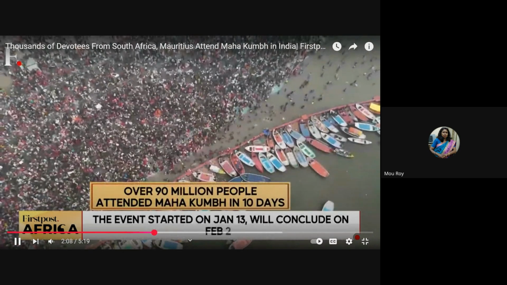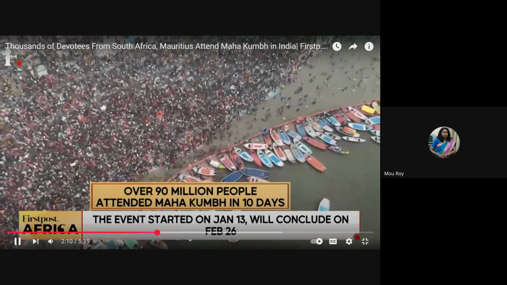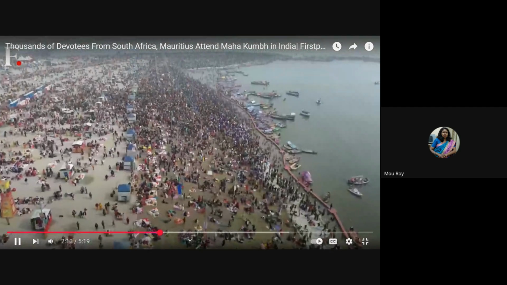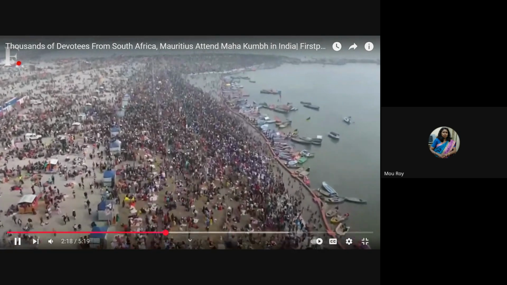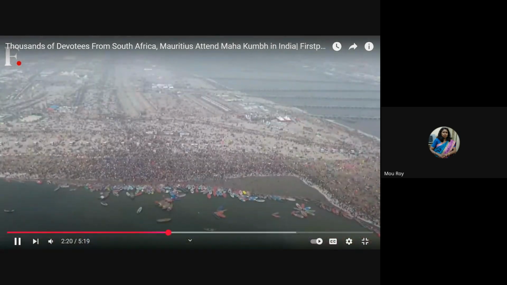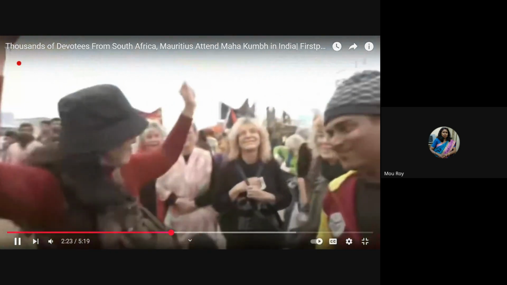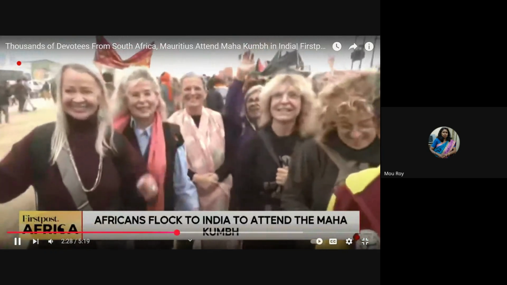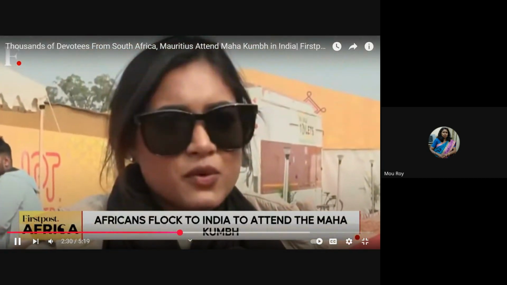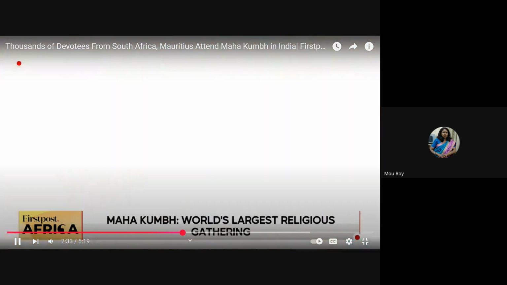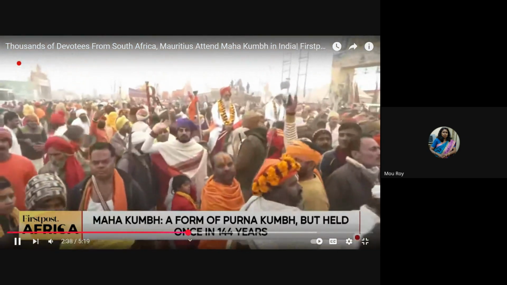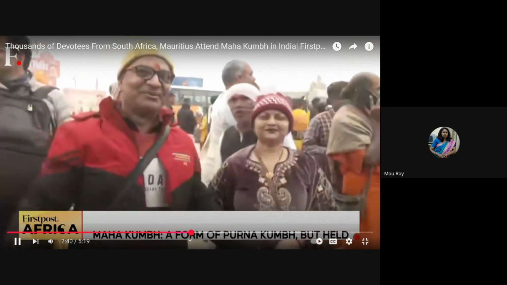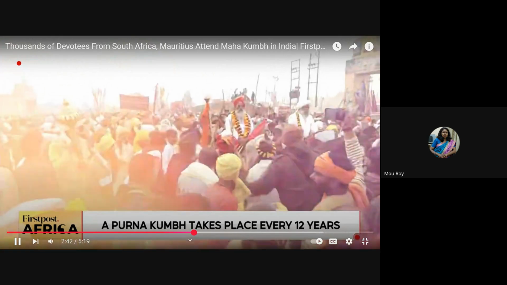Over 90 million people have already attended the event in just 10 days. And many of them have arrived from nations across the world who are on a quest to attain moksha. Many of these devotees are from the African continent, particularly from Mauritius and South Africa. Mauritius, which has around 50% Hindu population, has sent a delegation of some well-known influencers who took the holy bath and expressed their privilege. While thousands of pilgrims heading from South Africa have described the event's beauty and shared their spiritual experience.